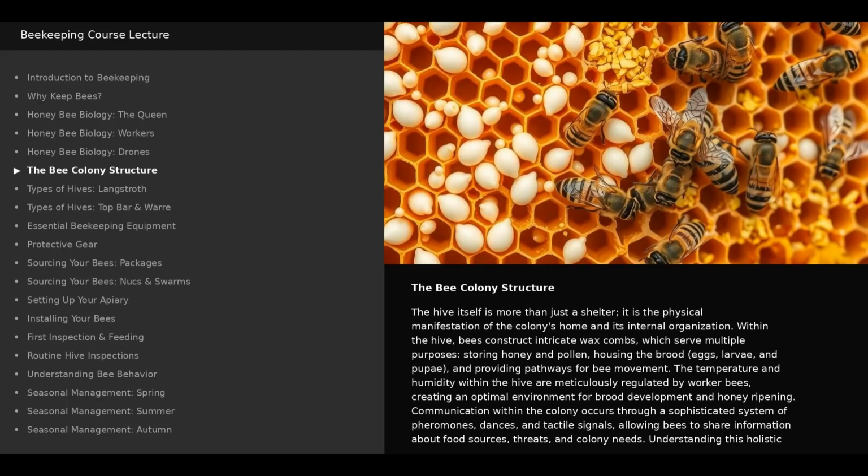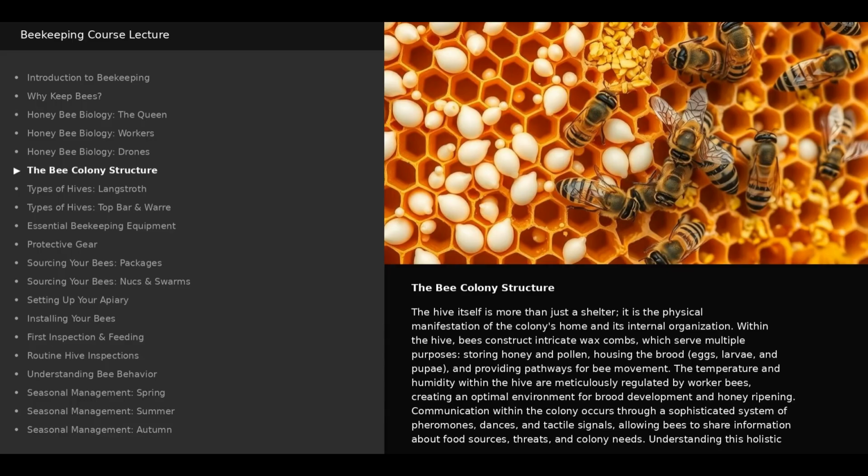The hive itself is more than just a shelter. It's the physical manifestation of the colony's home and its internal organization. Within the hive, bees construct intricate wax combs, which serve multiple purposes: storing honey and pollen, housing the brood, eggs, larvae, and pupae, and providing pathways for bee movement.